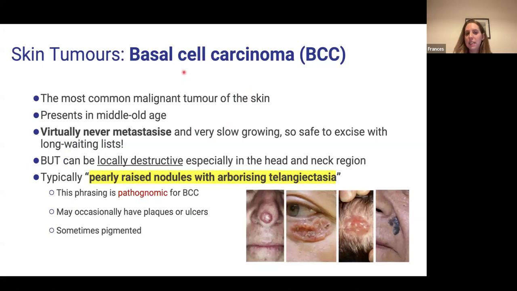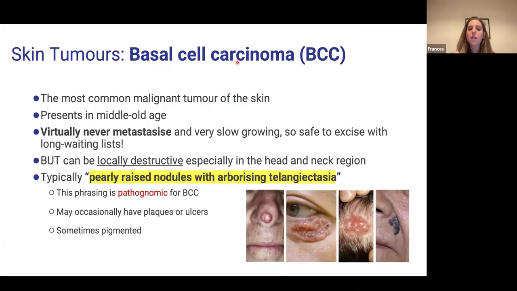Then we have our BCCs, basal cell carcinoma. So basal cell carcinoma, we're thinking of the basal cells of the epidermis, right? So basal layer of cells, again, it's driven by the keratinocytes just at the bottom layer of the epidermis. It's the most common malignant tumor of the skin, and it's presenting in sort of middle to old age.